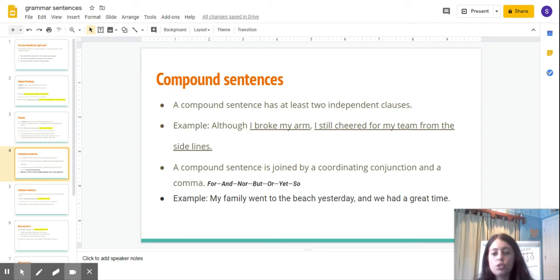So coordinating conjunctions are for, and, nor, but, or, yet, and so. All right, so fanboys. So we've talked about this before in class. So using these, you guys can create a compound sentence, which is combining two complete sentences together. So for example, my family went to the beach yesterday, comma, and we had a great time. Those are both its own complete sentence, but they combined it to make one long sentence. Okay?